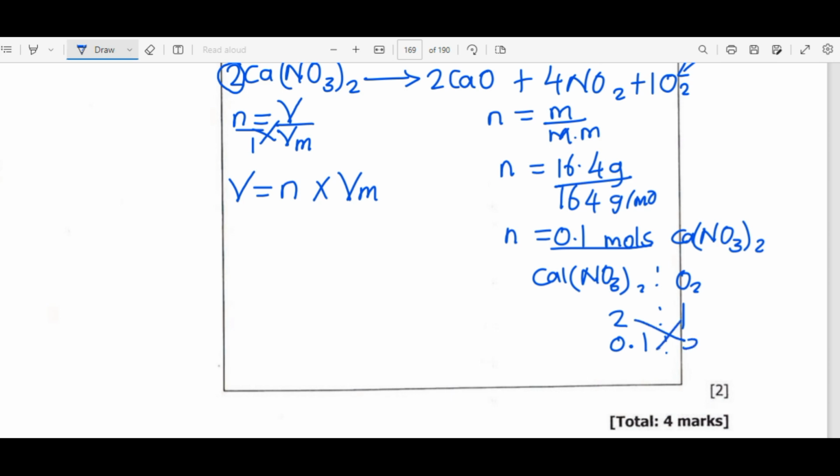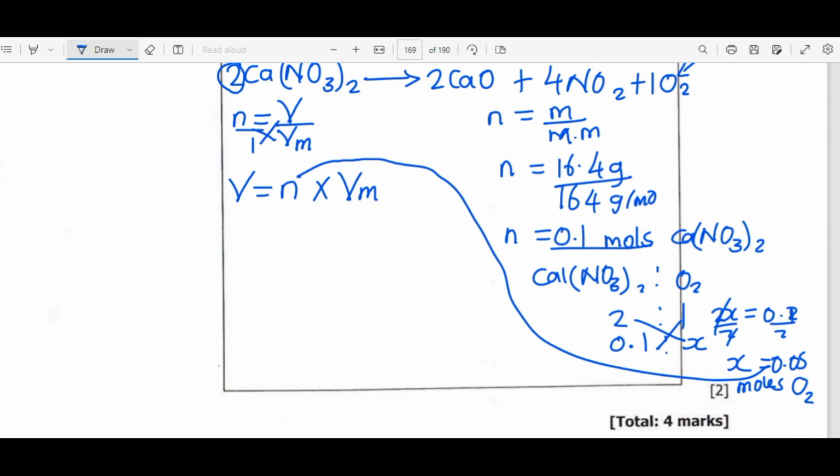Then we cross multiply, and so for x, 2 times x will give us 2x. 0.1 by 1 is 0.1. We divide by 2, we divide by 2. So x is equal to, so I'm getting 0.05. Now these moles are for oxygen. So these are the moles that we are going to replace where n is. So I'm sure you've seen the reason why we went by finding the number of moles for oxygen, because they are needed according to the formula.